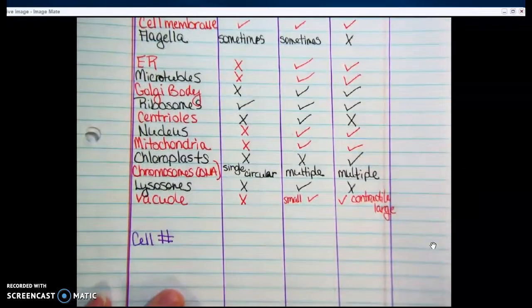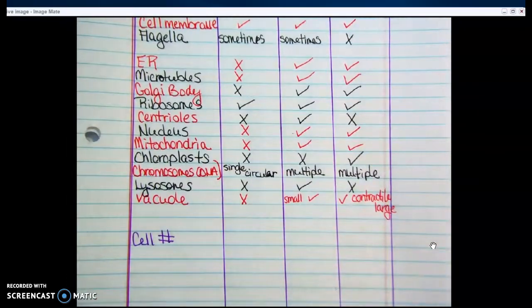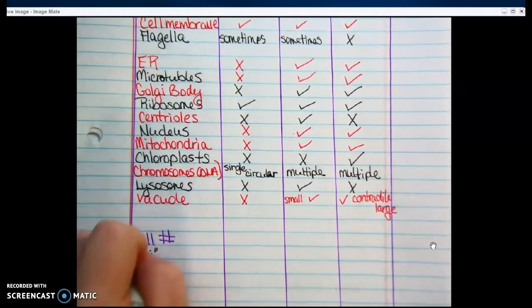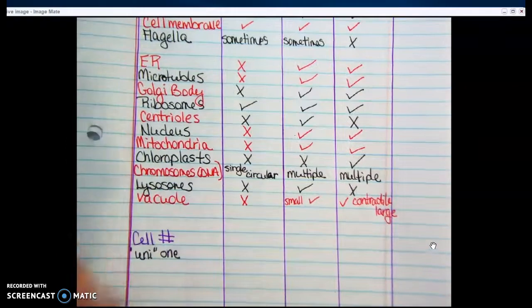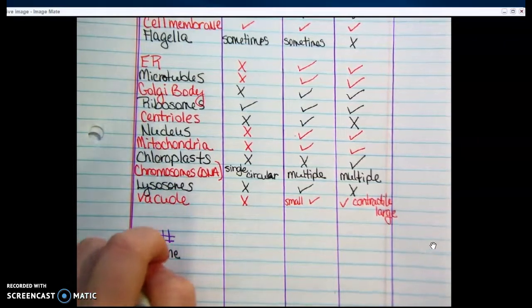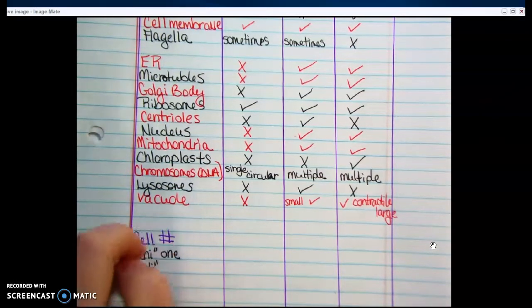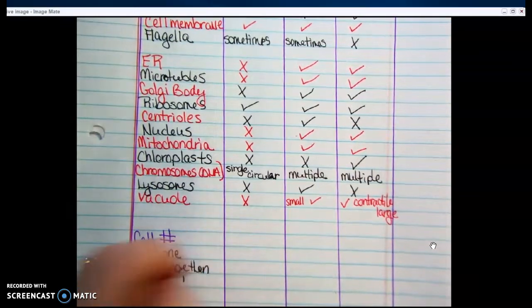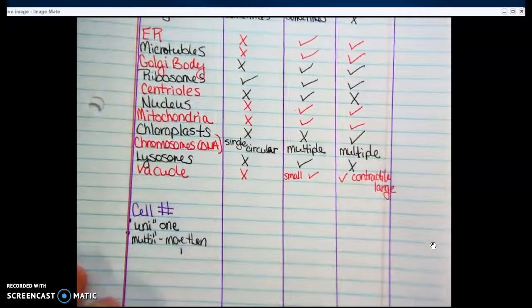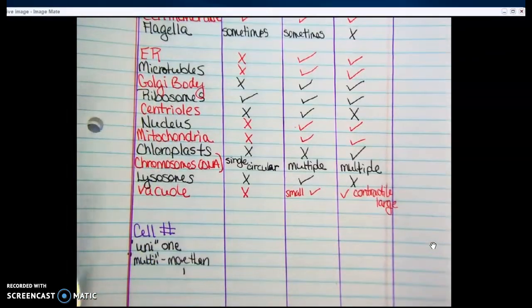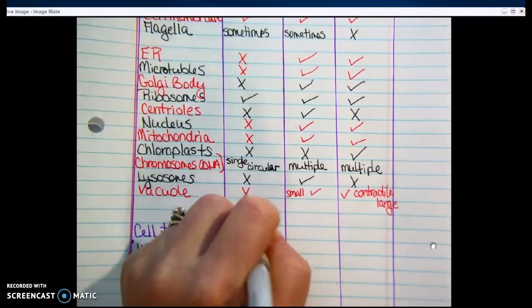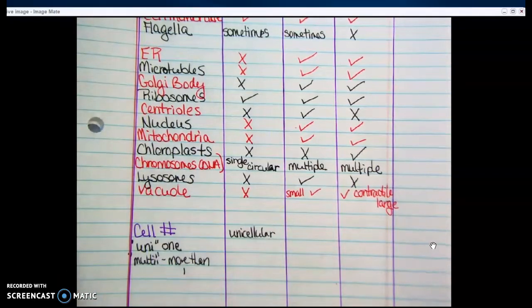All right. Now, I put cell number on here because people are getting confused between multicellular and unicellular. So unicellular means, uni means one cell. Multi means many, or you can call it more than one. Okay? So, when we look at these, a bacteria is always unicellular. Always unicellular. Okay? Always unicellular.